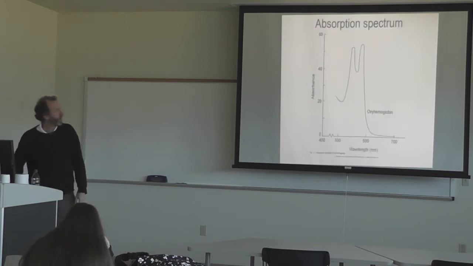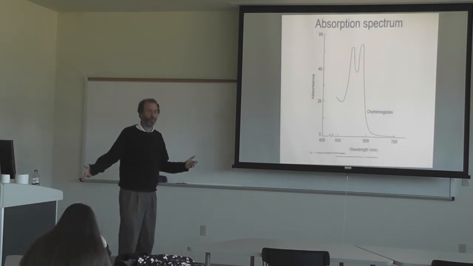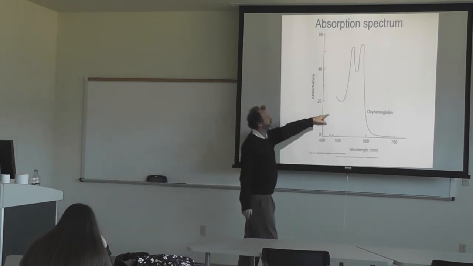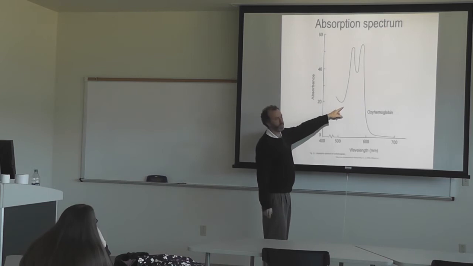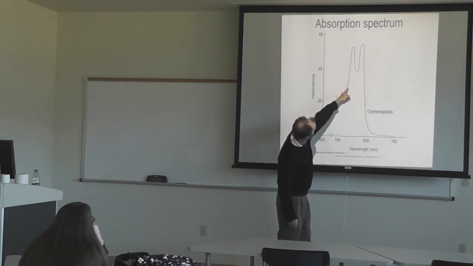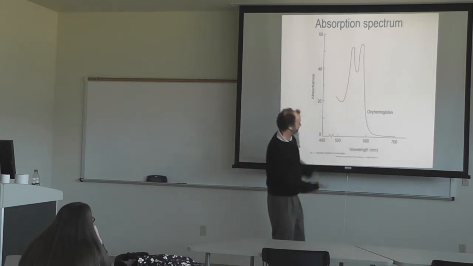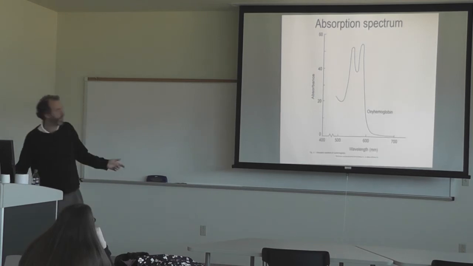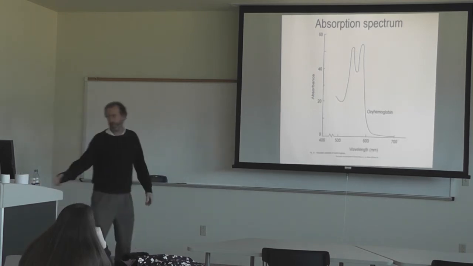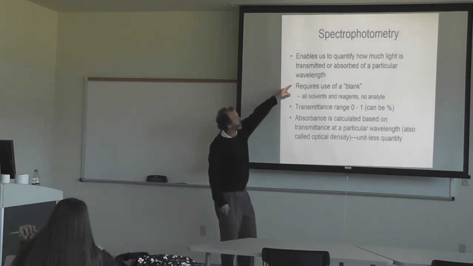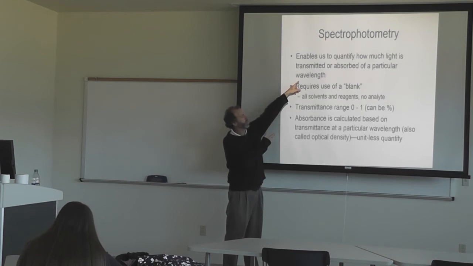So a lot of molecules have specific absorption spectra. This happens to be the one, from your book, for oxyhemoglobin, right? You can see there's two peaks between 550 and 580 or something like that, where you get peak absorption for oxyhemoglobin. And the fact that some molecules have these peaks where they absorb is going to enable us to quantify how much light is transmitted or absorbed at a particular wavelength, and we'll be able to calculate the concentration of that.